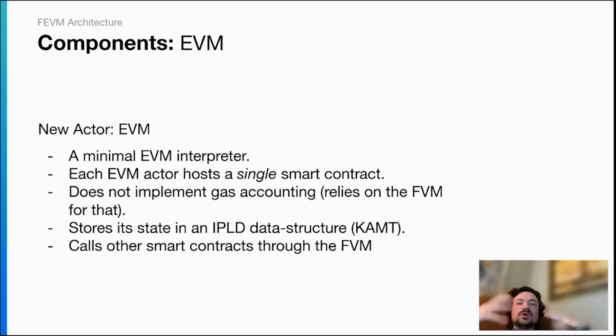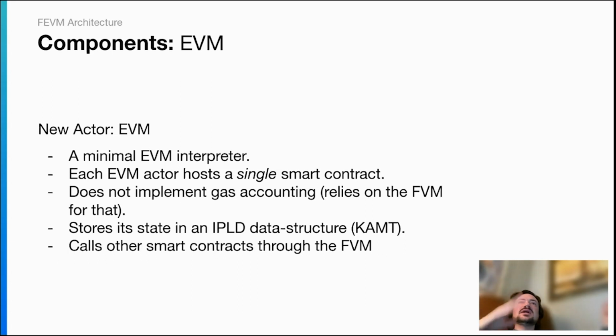Okay, first we put in the EVM. Again, it's a new actor, a minimal EVM interpreter. It doesn't have any gas counting internally, because it relies on native Filecoin gas accounting. It hosts a single EVM smart contract, and it stores all of its state in something called a CAMT. This is a new data structure we came up with based on a HAMT, but I'm not going to go into details because it's a bit complicated. Basically, we took a HAMT, which is the standard sharded map that we use to store Filecoin state, and then modified it to be optimal for storing expected EVM state. Mostly we optimize it for Solidity.